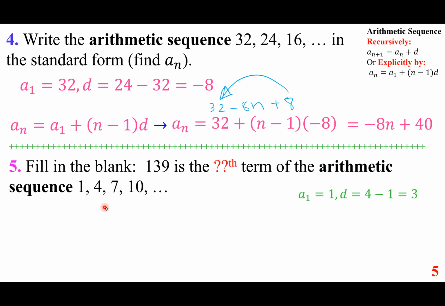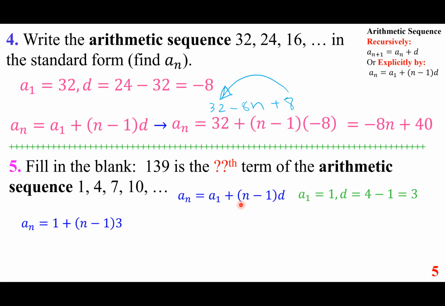And so a sub n equals a sub 1 plus n minus 1 times d. So a sub n is number 139. A sub 1 is 1. N is what's missing. Minus 1 times d, which is 3. And we're going to set that equal to 139. So let's plug in and set it equal to 139 to find the missing n.